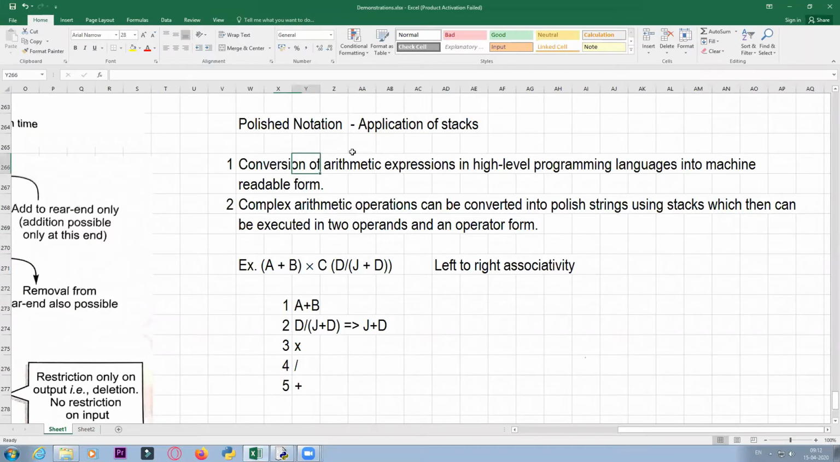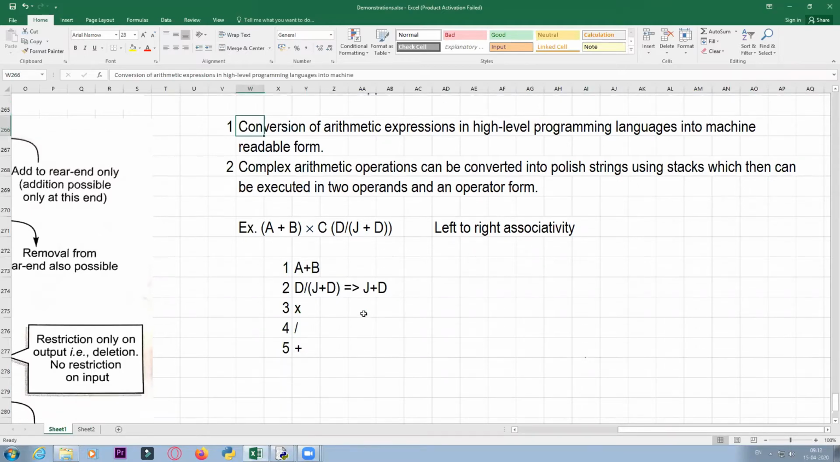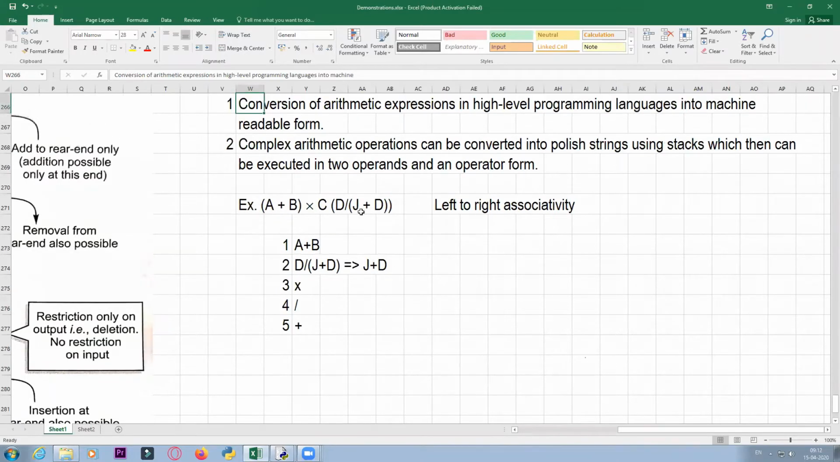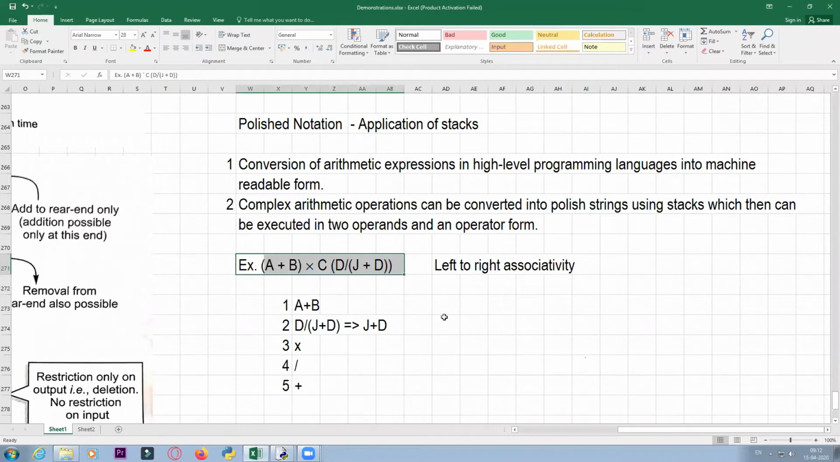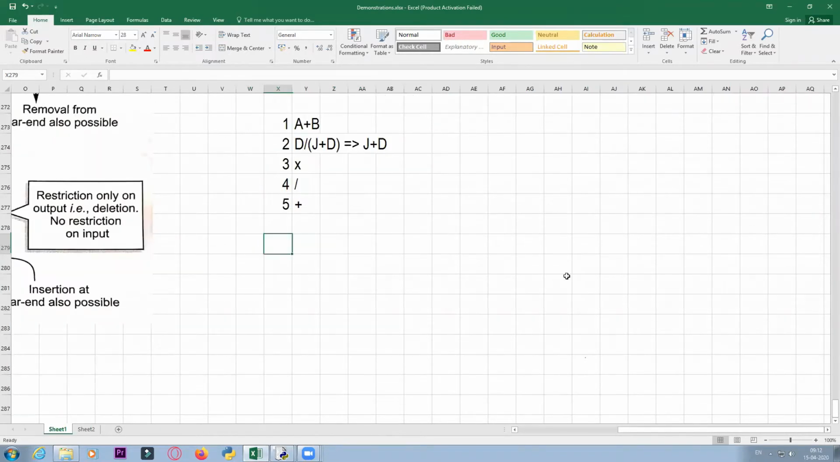So we were discussing polish notations, that is, the application of stacks, how stacks are applied. For applying stacks, in order to solve such kinds of expressions which have more than one operator, it is very easy for computers to understand if we convert it into some kind of polish notation. Now when we talk about polish notations, how many types of polish notations are there?